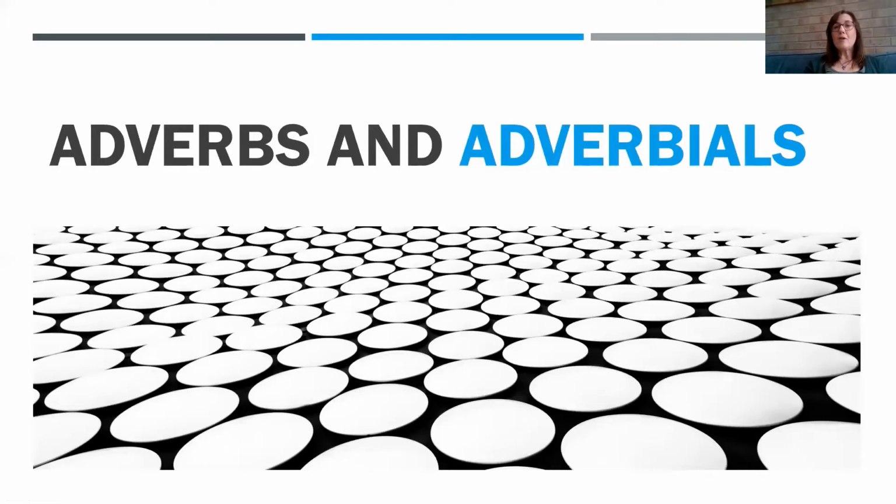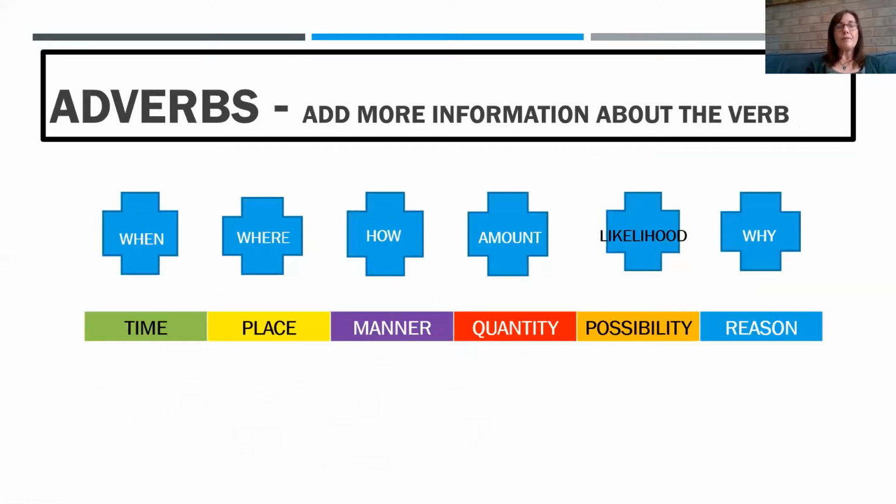Okay, adverbs and adverbials. Just a reminder that adverbs add more information about the verb. It's within the word adverb. We have adverbs of time, place, manner, quantity, possibility, and reason. So, adverbials of time and adverbs of time, they tell us when. Place, that tells us where the action happened. Manner, that tells us how the action happened. Quantity is the amount or the degree to which the action happened. Possibility is about the likelihood of the action happening, and reason tells us why the action happened.